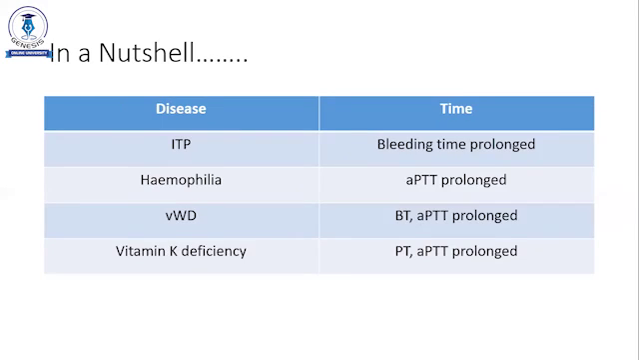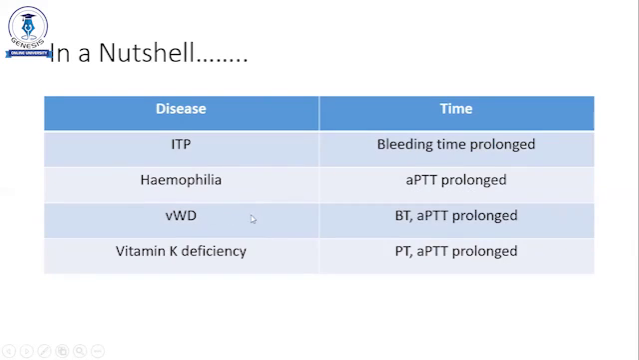So I will say it again. In ITP, the problem is that the platelets will not get adhered to each other, so the bleeding time will be prolonged. In hemophilia, sorry, there's a mistake. Sorry, it's correct. In hemophilia, only factors 8 and 9 will be deficient, so it is present in the intrinsic pathway, so aPTT will get prolonged.